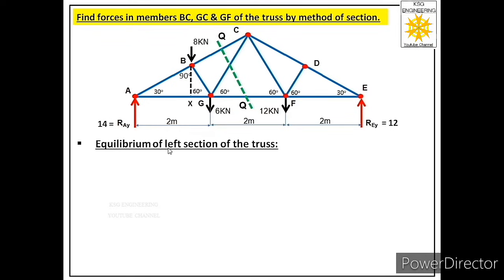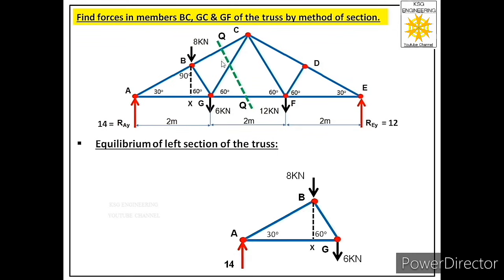So we will say equilibrium of left section of the truss, and we will draw the free body of left section of this truss. So in order to draw the free body of left section of this truss, we have to show these 3 members. Then we have to show this reaction and external force at joint B, external force at joint G. Then we have to show these 3 cut members. So let us draw the free body of left section of this truss.